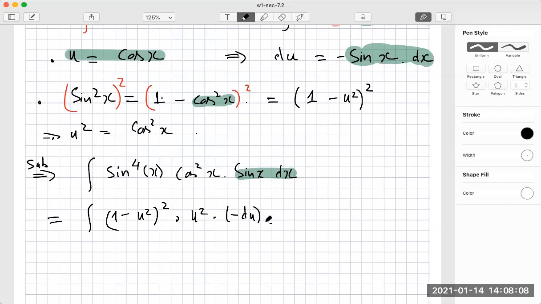Is it clear here? Be careful with the negative sign, okay? Do you have any question up to this point? Okay, good. People on Zoom, is it clear for you?